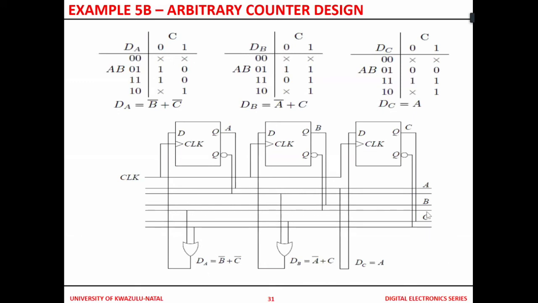DA comes from what? B complement, which is 1, and C complement, which is what? 1. 1 or 1 is 1. The next A will be what? 1. That is how they got 1 there. B is from C, which is 1, and the A complement, which is 0. 1 and 0 gives you that.